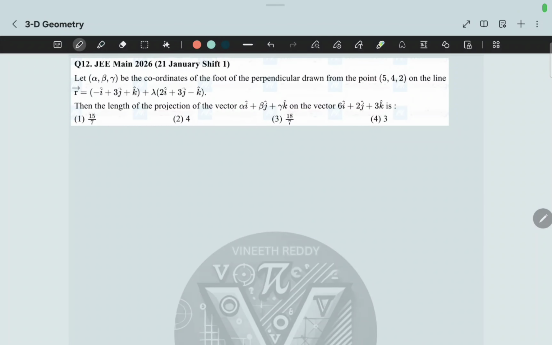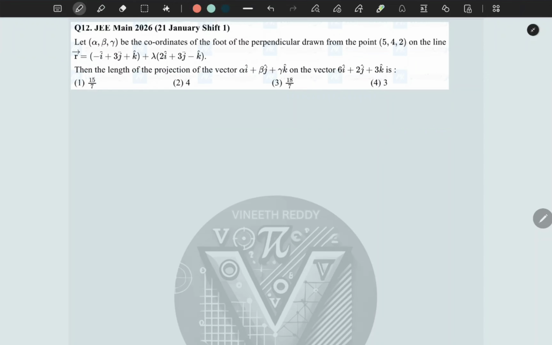Hello students, so in this video we will be solving one very important question from the topic 3D geometry. The question says: let alpha, beta, gamma be the coordinates of the foot of the perpendicular drawn from the point 5, 4, 2 on the line. Then the length of the projection of this vector on the vector.